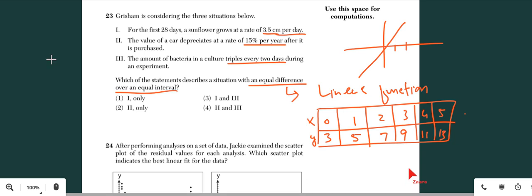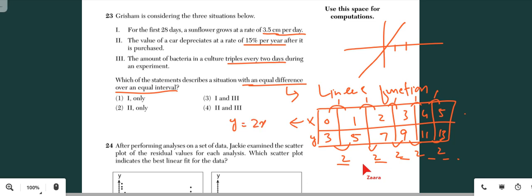So now, what does it mean, with an equal difference over an equal interval? These are the equal intervals. The interval is 1, right? And now take their difference. The difference is 2. So equal difference over an equal interval. Clear? So the difference is equal. This is a characteristic of a linear function. And the function that I took for this one was 2x plus 3. So I took that function.